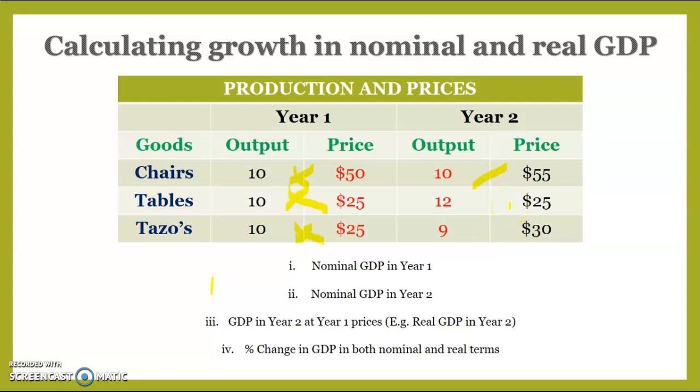So nominal GDP uses the current prices, but if we want to see whether we've actually increased our output, we have to use the prices from the first year. To work out real GDP in the second year, we would multiply the outputs in year two by the prices in year one to get a better indication of whether we produced more, that is, whether the value of production has increased after we take into account price increases.